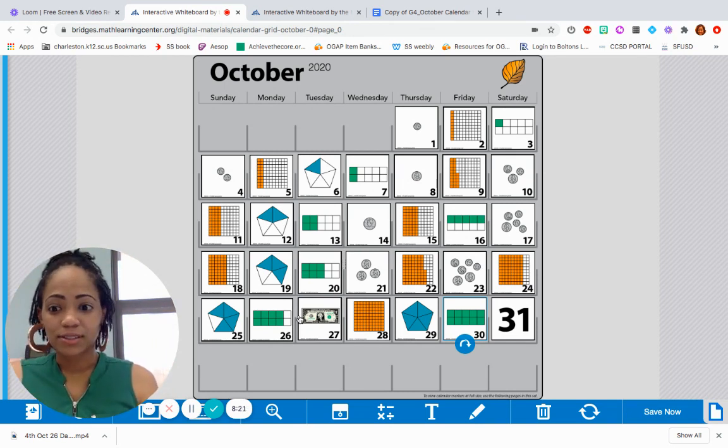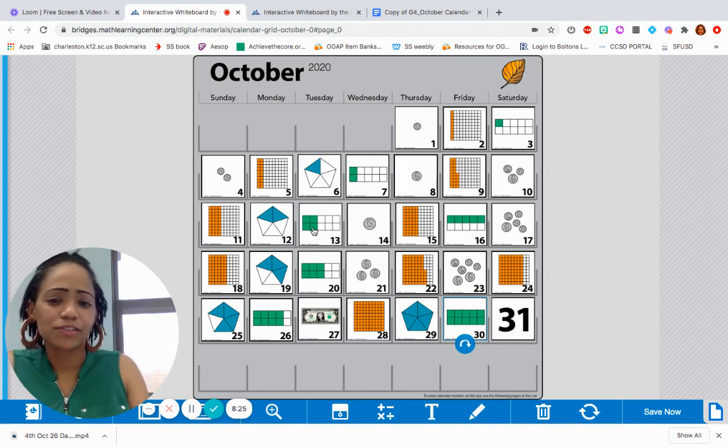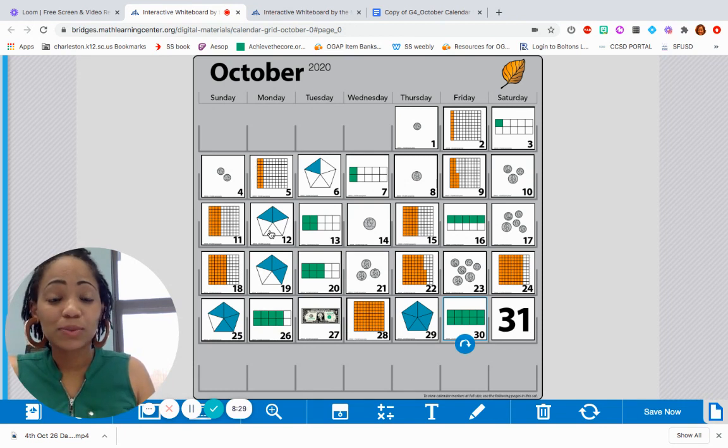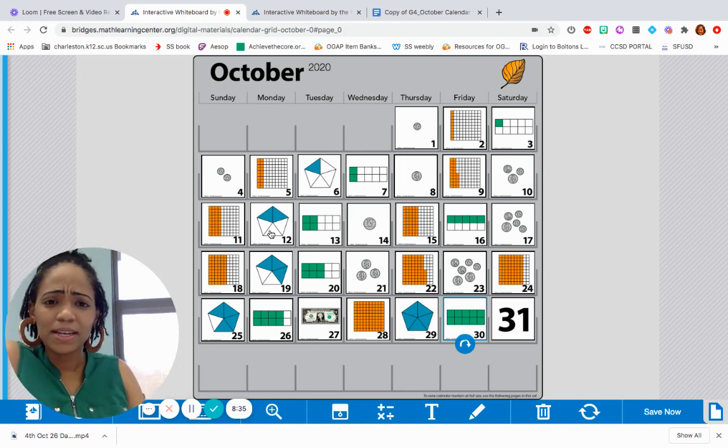Yeah, fractions. Fractions everywhere. Right, and also decimals, because we could write a fraction as a decimal. Anybody else?